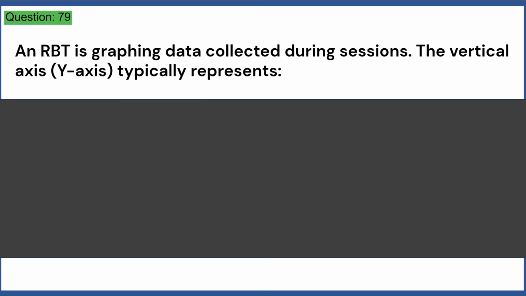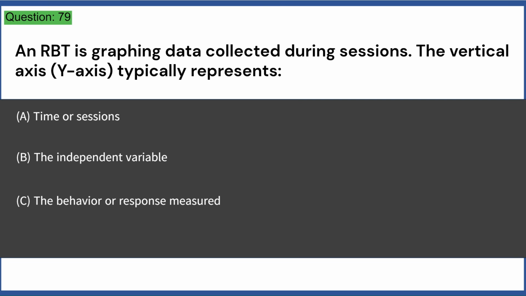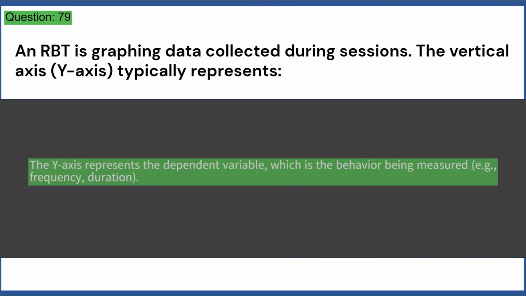An RBT is graphing data collected during sessions. The vertical axis, y-axis, typically represents A. Time or sessions. B. The independent variable. C. The behavior or response measured. D. The phase change line. Answer C. The y-axis represents the dependent variable, which is the behavior being measured, e.g., frequency, duration.